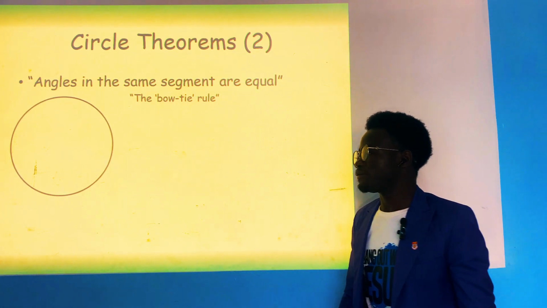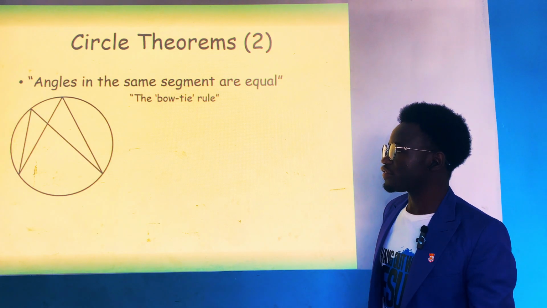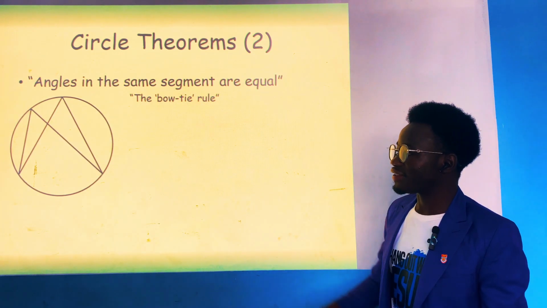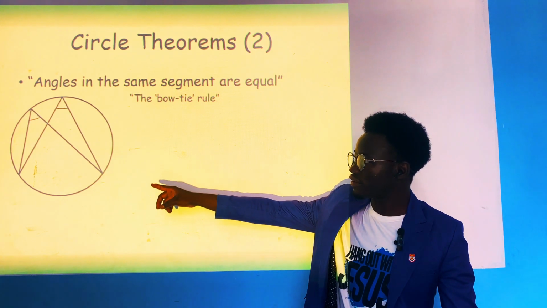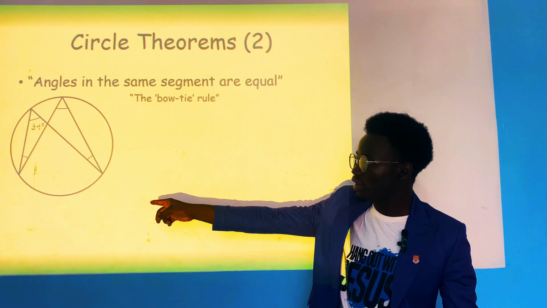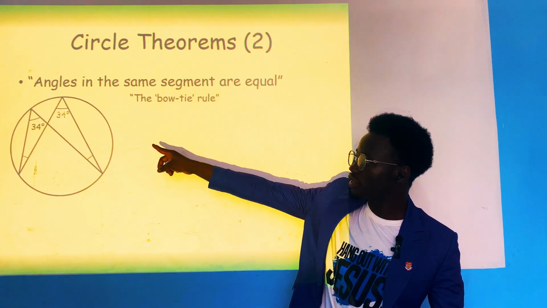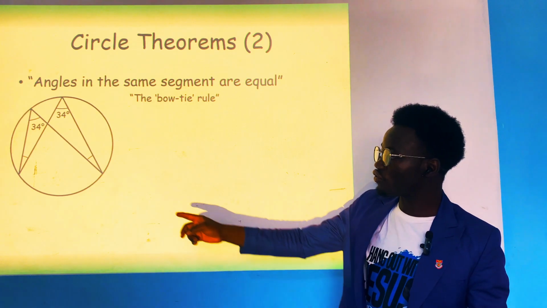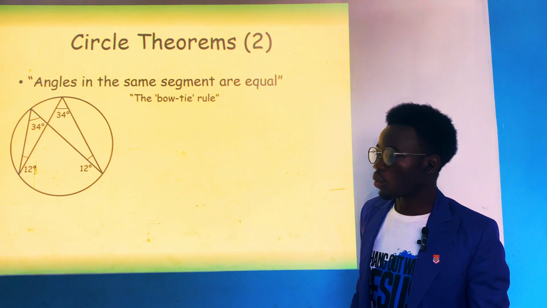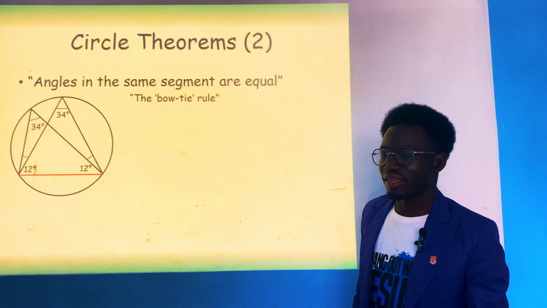So if I have a circle and I have this diagram drawn inside there, we are saying that when we have a segment, the angle 34 is equal to the other one also over there. The same way for the bottom one here: if this angle is 12, this angle is also 12. Why? Because they are in the same segment, illustrated by the red line.